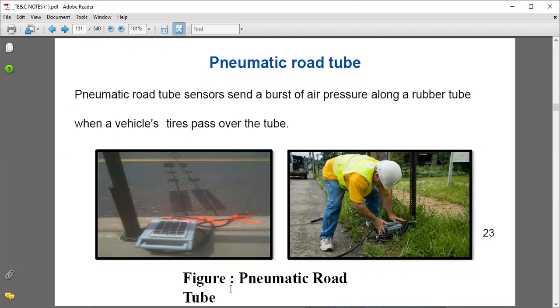Because of this, the sensor gives an indication to the machine that a vehicle has passed. In this way, the recording occurs in the machine. Through this recording, we understand how many vehicles are moving on the road.